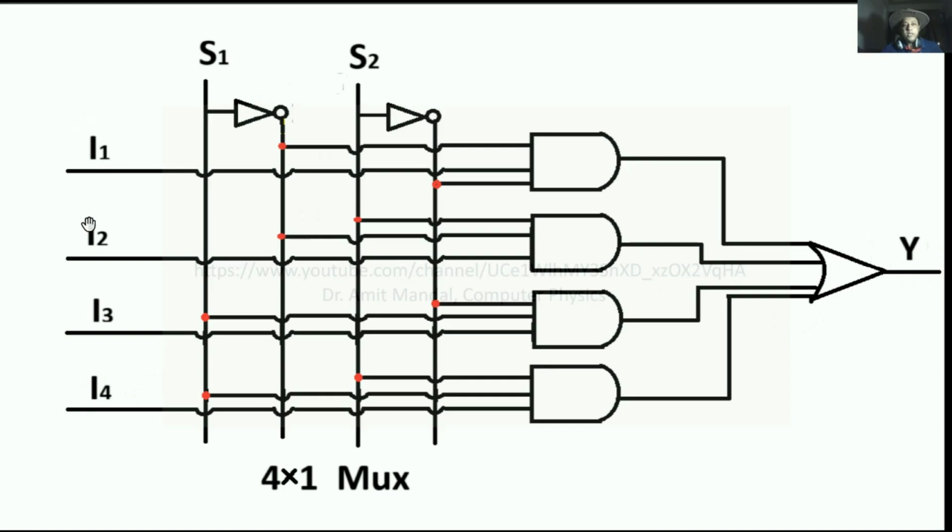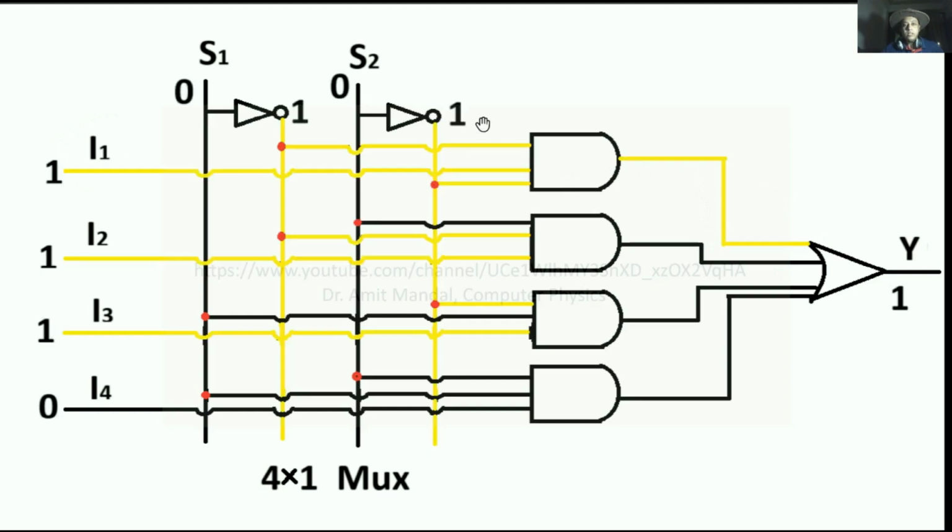For example, suppose I1, I2, I3 and I4 are presenting data as 1, 1, 1 and 0, and I want only this I1 data to go to Y. How can I do this? You can see at the selector I will apply 0, S1 0, S2 0. So S1 naught will be 1 and S2 naught will also be 1. So in this AND gate, one connection is S1 naught, other connection is S2 naught, and third connection is I1 itself. Since all the three are 1, this data of I1 will pass through this OR gate and will reach Y.